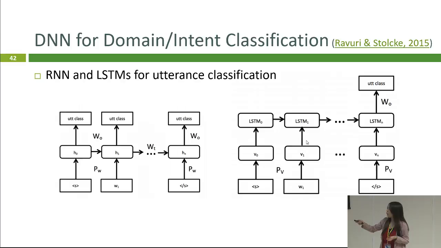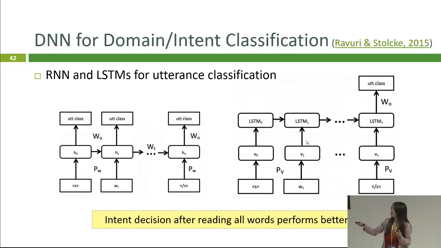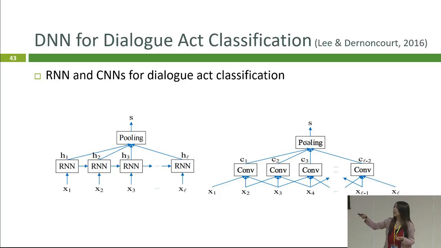Or we can use this type of architecture, where the RNN needs to design a label after it reads all words in the sentence. The research shows that this one performs better than the previous one because it's very intuitive: you need to read the whole sentence and then you can decide the intent, as a human does as well. This model can perform better than the other, because if you only see two words at the beginning of the sentence, probably you cannot decide the intent class. Also for the dialogue act classification, you can have different types of architecture, like using pooling additionally with the convolution neural net.